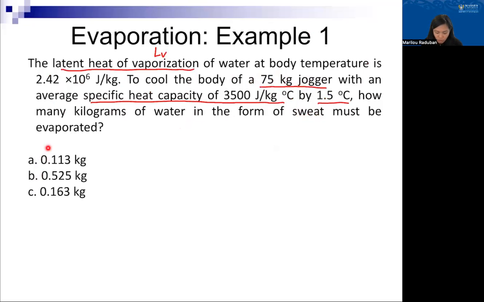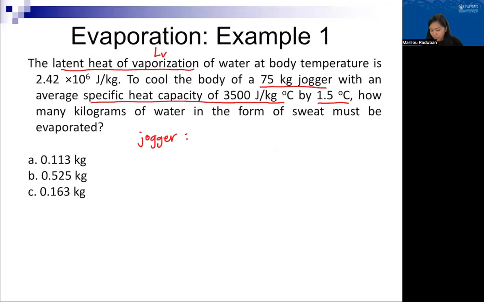And we have here a choice of answers. Actually, I think this is a question from the exam in 2020. That's why there are choices. It's a multiple choice question. All right, so let's try to dissect this problem. There are two things here: the sweat that evaporates, and the jogger that loses heat and changes temperature. So we have to separate those two things.